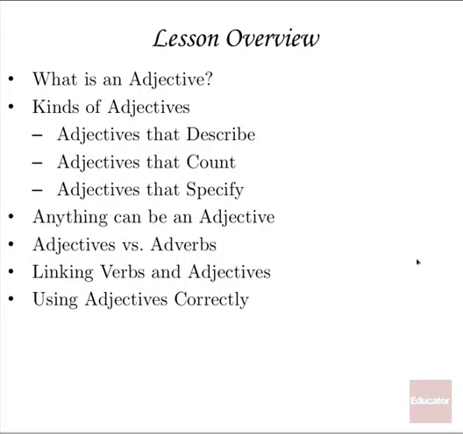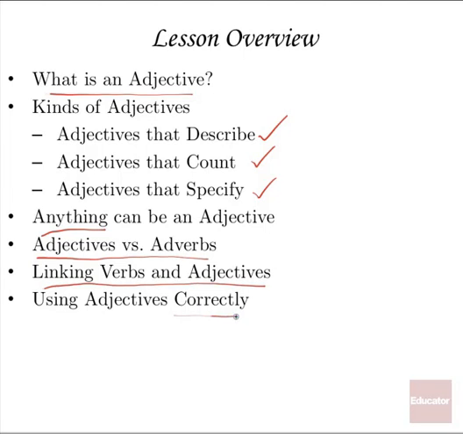Okay, in this lesson, we're going to go over adjectives, what they are, how to use them. We're going to start with what is an adjective, find out exactly what they do, how they work. We'll talk about different kinds of adjectives. There are adjectives that describe, adjectives that count, and adjectives that specify. We're going to talk about how pretty much anything in the English language can function as an adjective and how to spot them. We'll talk about how to tell adjectives apart from adverbs. We'll talk about how to use adjectives with linking verbs. And finally, we'll look over a couple of tricks to make sure that we're using adjectives correctly and grammatically.